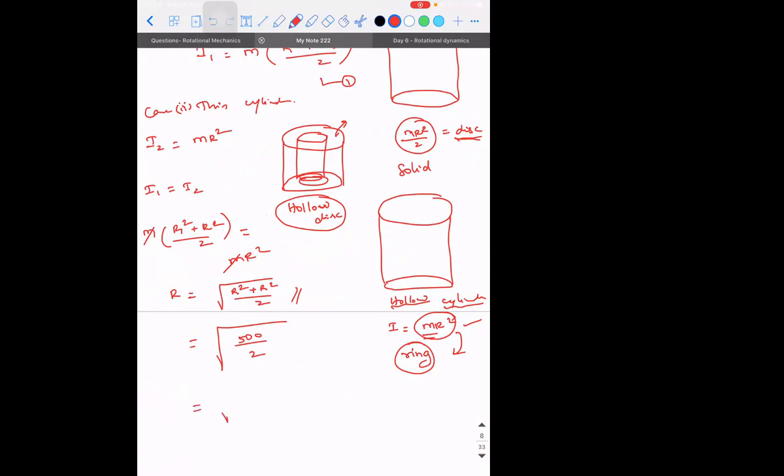So how much will it be? Root of 250. 250 is approximately how much? 225 is 15 square, 15 point something. So it is greater than 15, less than 16, because 256 is 16 square. So it can be approximated to how much value?